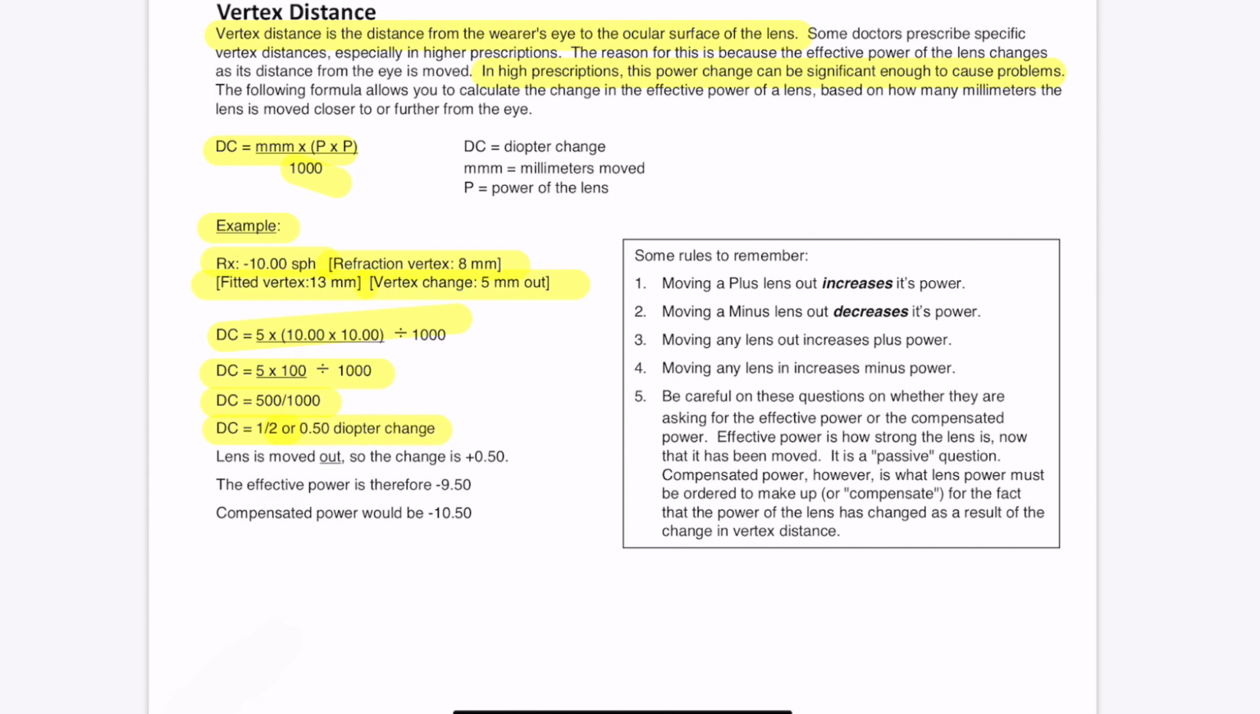diopter change. Now keep in mind we move the lens out, so that change is going to be plus 0.50. Okay? So now the effective power is negative 9.50, and the compensated power would be negative 10.50.